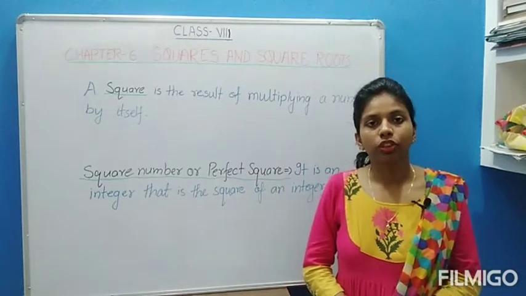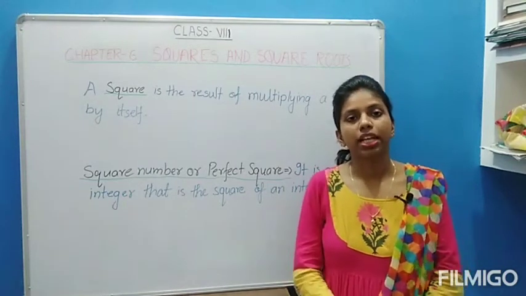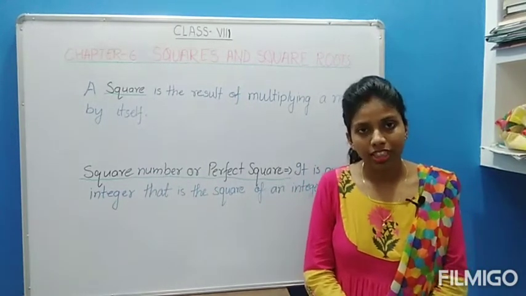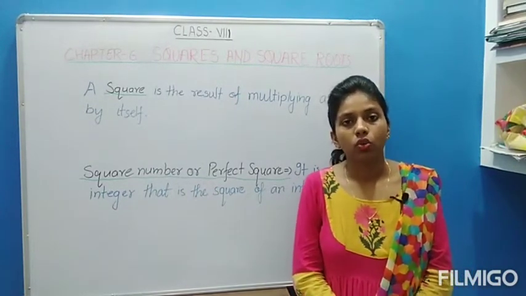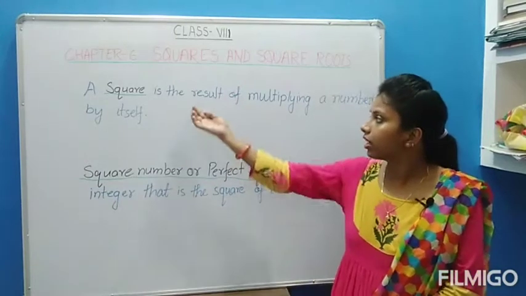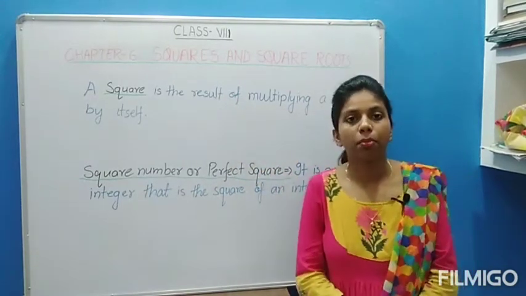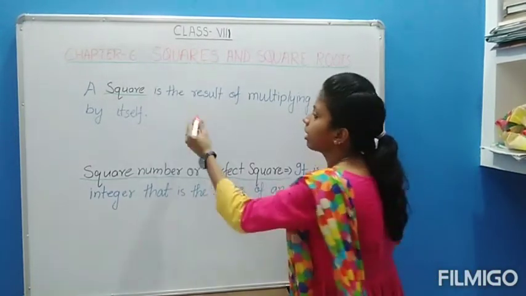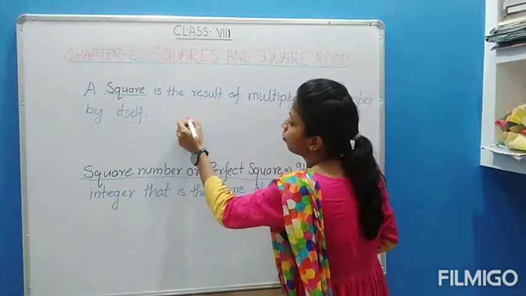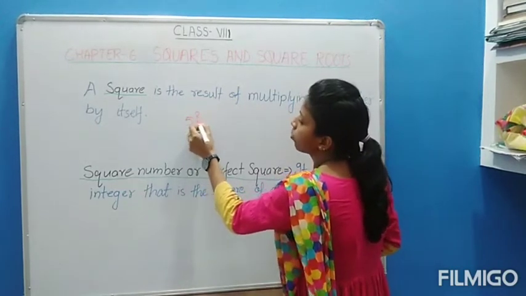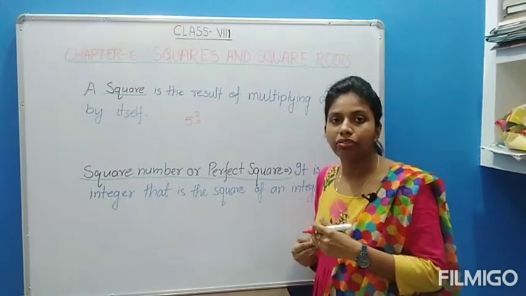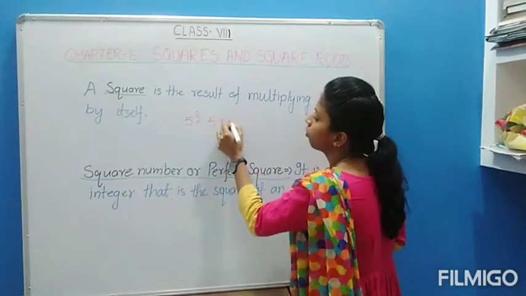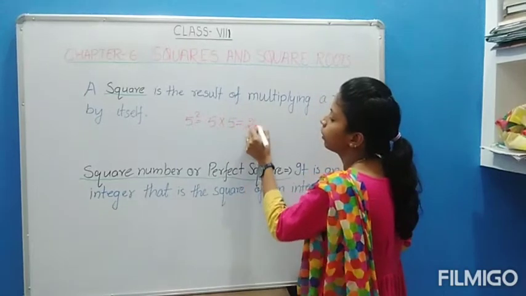So in this video we are going to discuss chapter 6 of class 8, that is square and square root. So let's first introduce what is a square. A square is the result of multiplication of a number by itself. If we take any number, like I am going to take 5 square, 5 square means we are going to multiply 5 by itself, means 5 into 5. This is equal to 25.